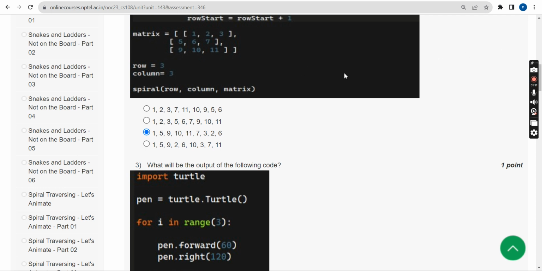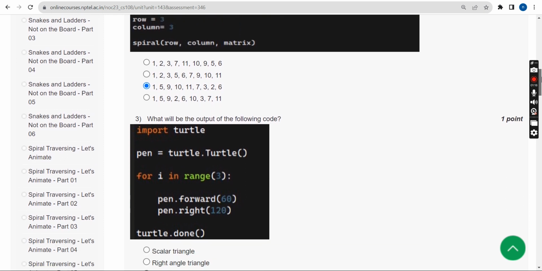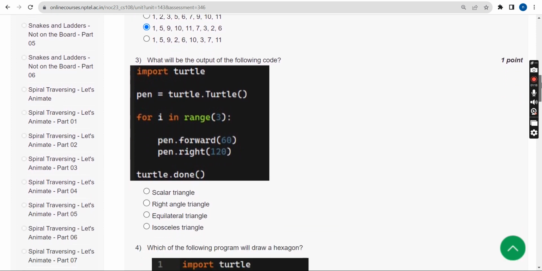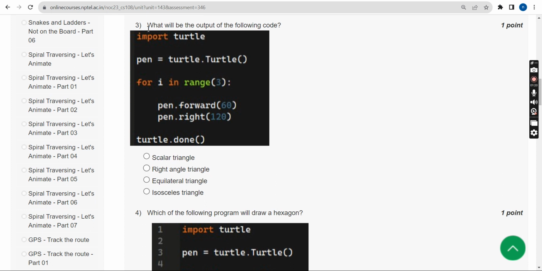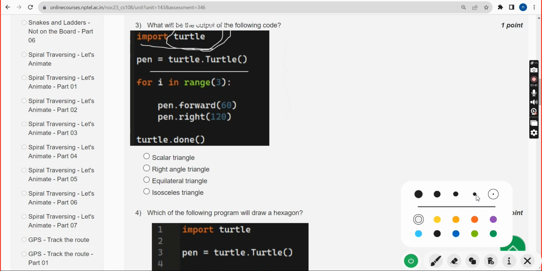Now let's move on to the third question. Third one, what will be the output of the following code? Here they have given an import of the turtle package. So they are asking what will be the triangle that it will form.